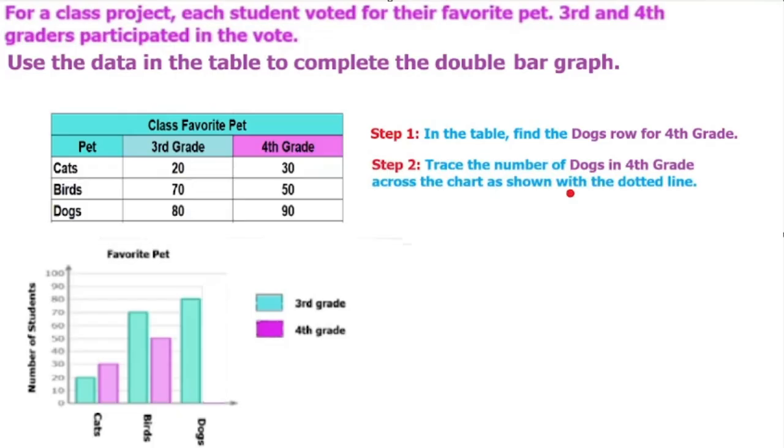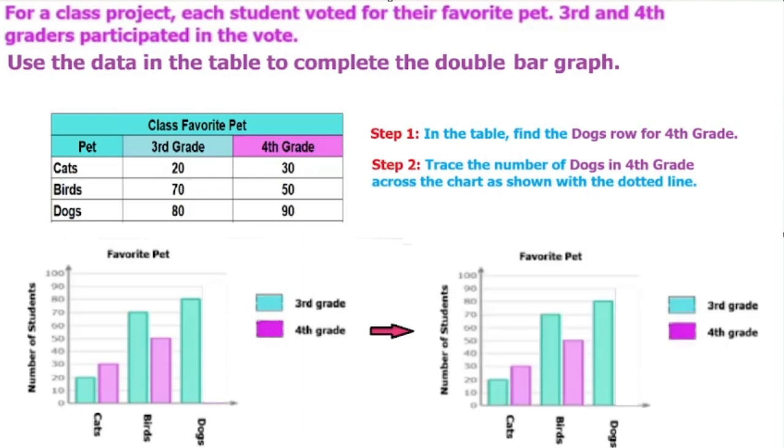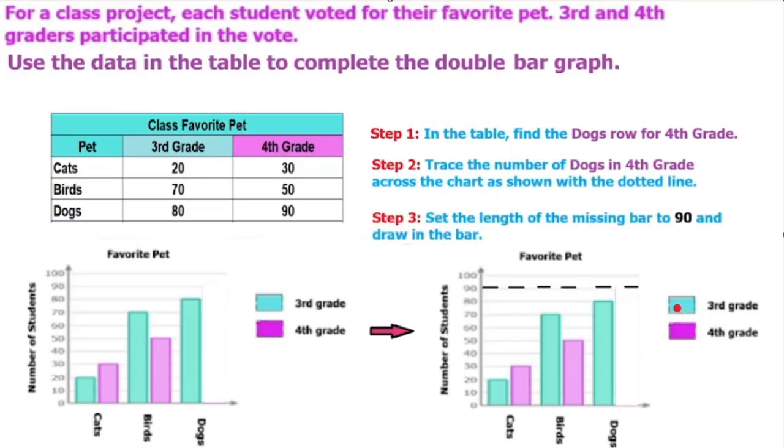So let's see. So this is how it's going to look with the dotted line. So we find 90 and we go across all the way, right? Because we're trying to plot 90. Then, set the length of the missing bar to 90 and then draw in the bar. So that's what we're going to do now.